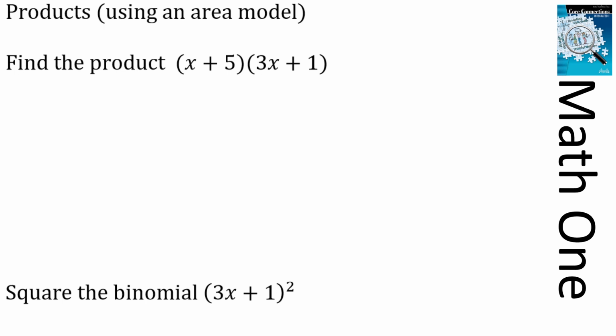So we're looking at a couple products here. One of them is (x + 5)(3x + 1). And the one below is (3x + 1) times itself. So (3x + 1)(3x + 1).